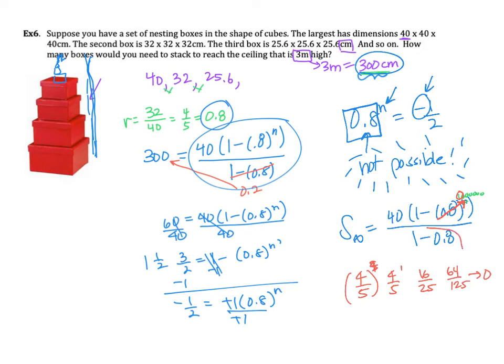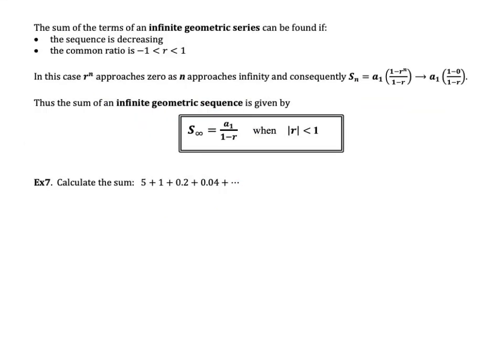So I would just get 40 divided by 0.2, which ends up being 200 centimeters. So in actuality, these boxes that we continue to stack on top of one another are really going to approach the value of 200 centimeters. They're not going to get anywhere near 3 meters or 300 centimeters tall. So this was not a possible task to accomplish.